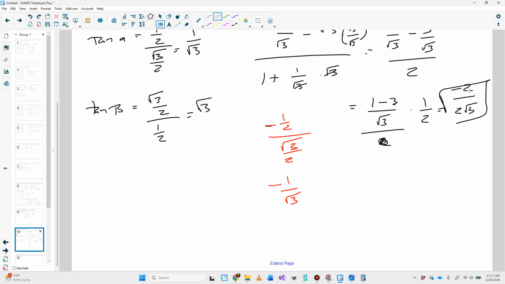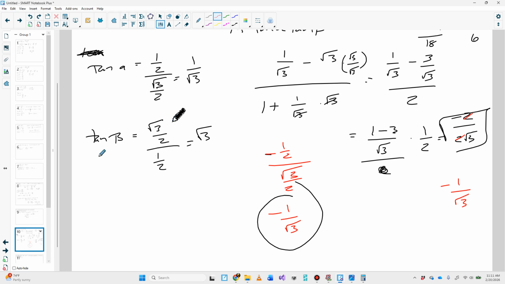Well, wait a minute. Look at this. These 2's cancel. And that's 1 over the square root of 3. Okay. Close, but yet we are correct. Those 2's do cancel. I do get negative 1 divided by the square root of 3. And we have proven that that is, in fact, the correct answer. All right.